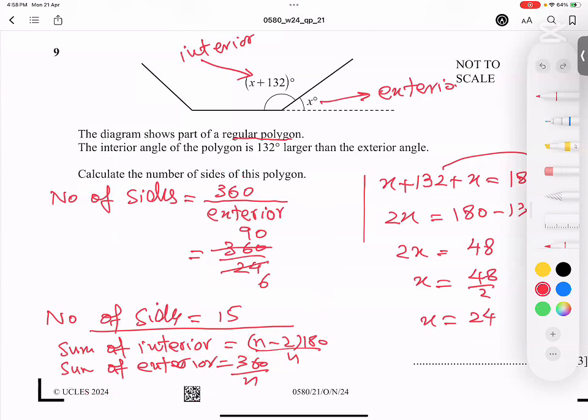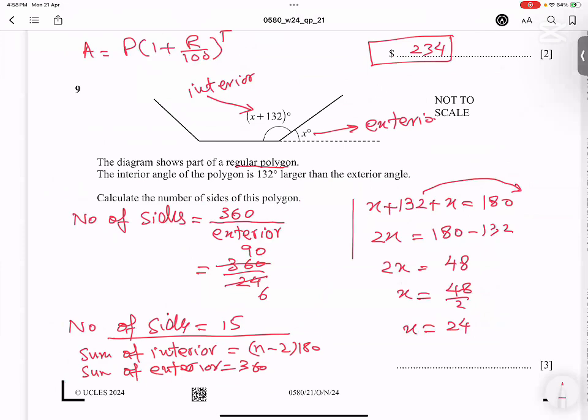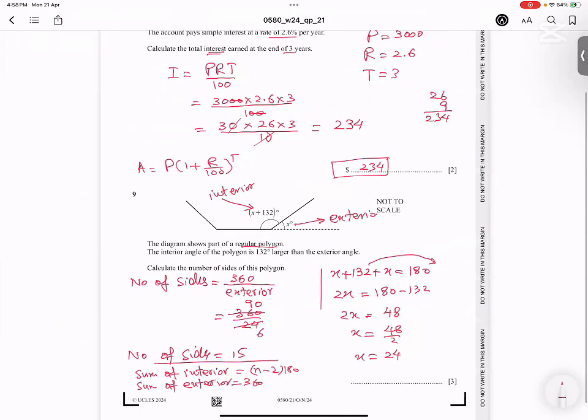I think you got it. N comes here, and the sum of interior angles, because when you divide by n, it gives us one interior angle, not the sum. I think you got the point, and this page is completely over. Let's go for the next page.